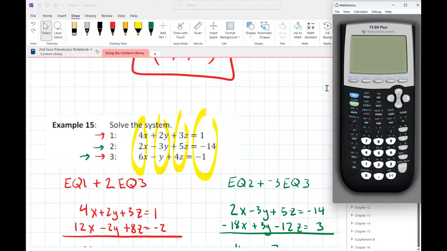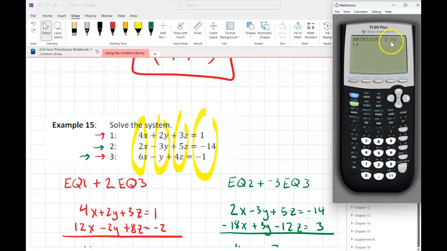Is that okay? To access the matrix menu, you're going to press second and then the matrix button, which is just right down there. Your matrices are labeled with capital letters in brackets, so matrix A, B, C, D, E, F, G, etc. What we're going to go to is the Edit tab, and we're going to select matrix A.